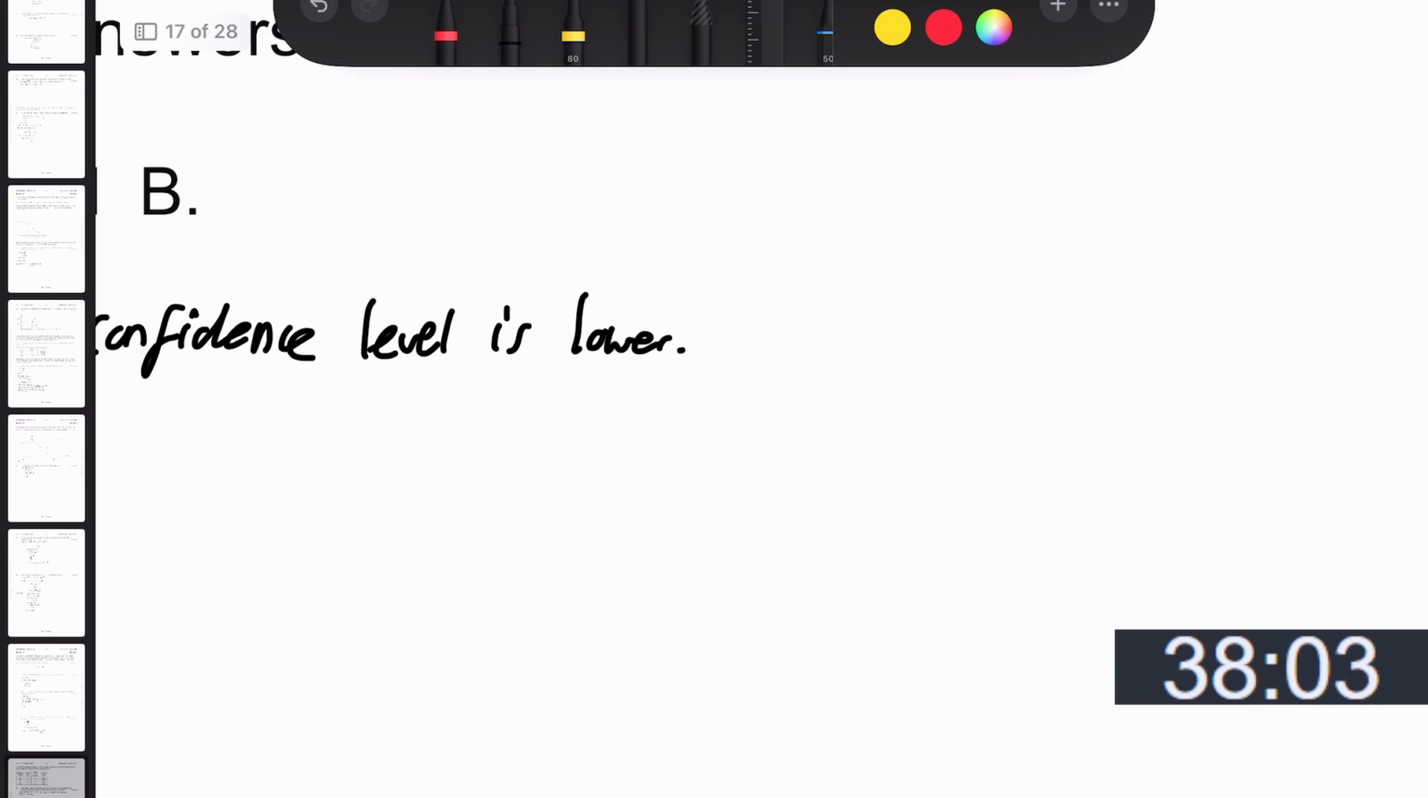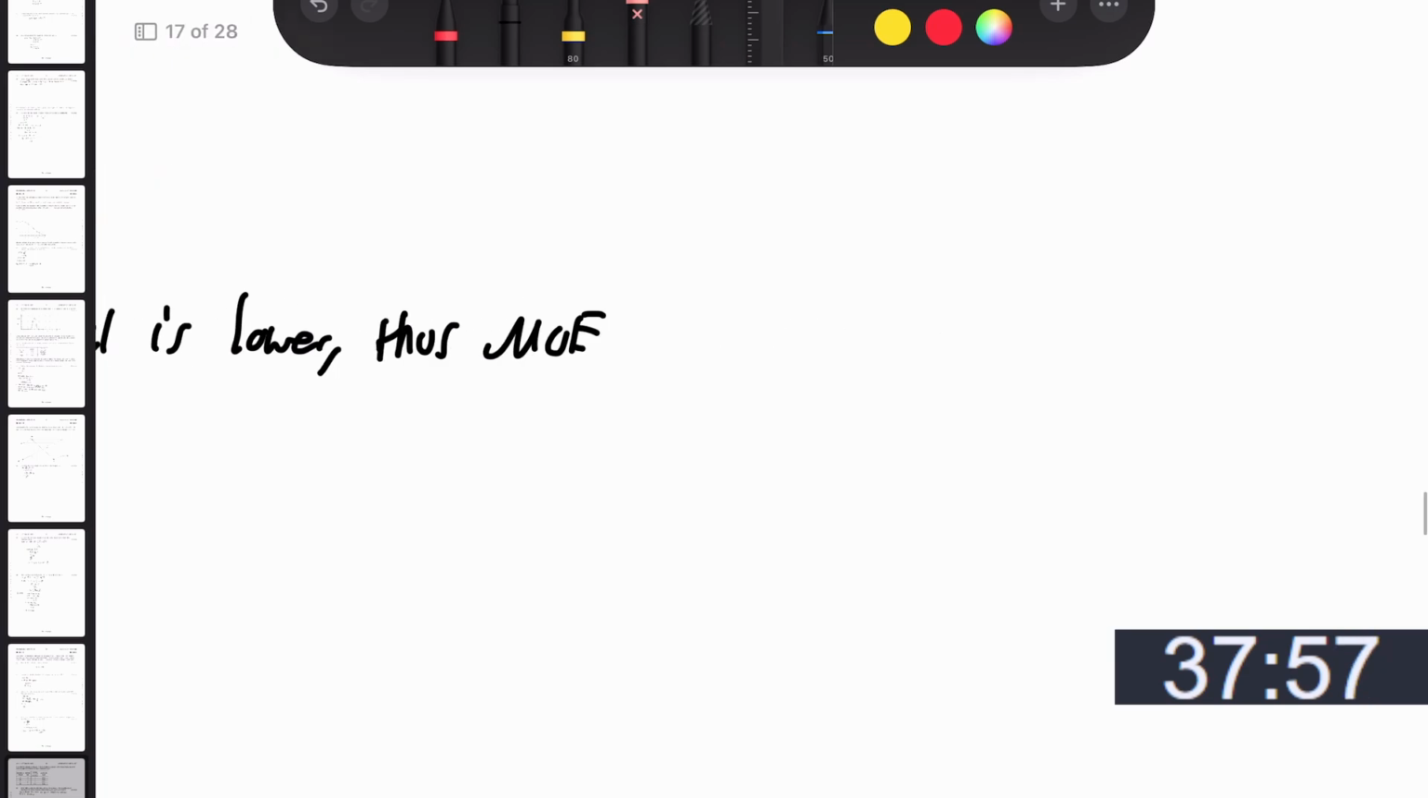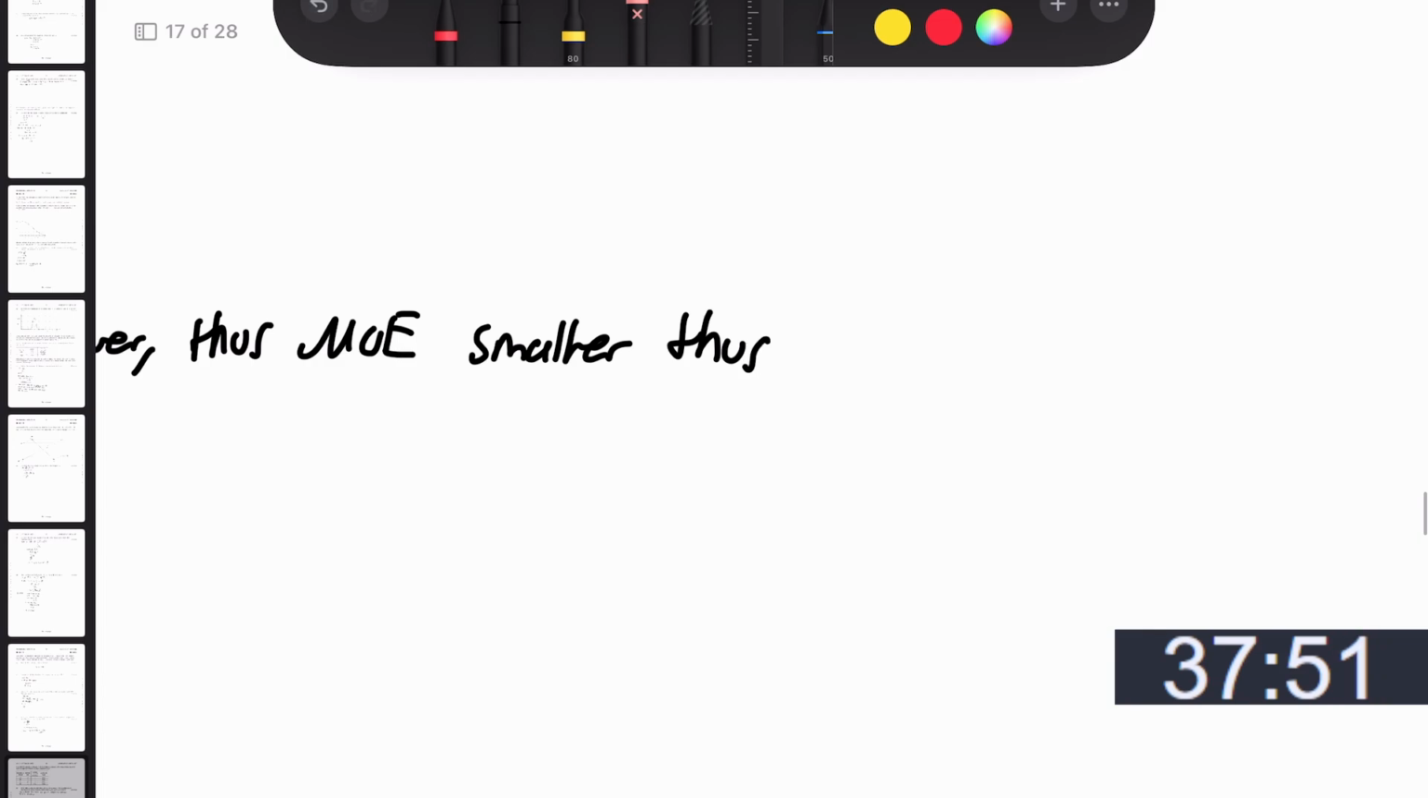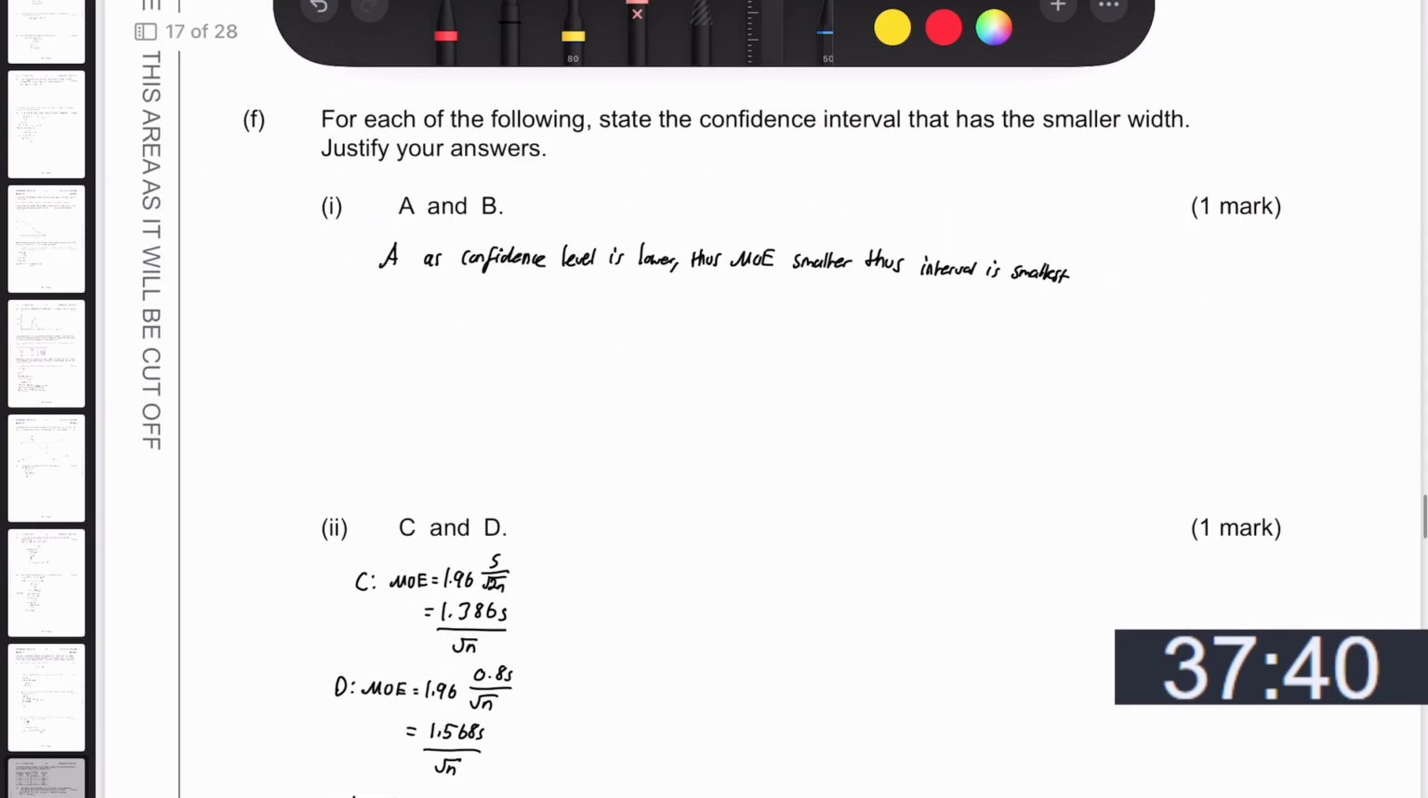Confidence level is lower, then I'll say thus margin of error smaller, thus interval is smallest. I feel like there's been a lot of stats in this exam.